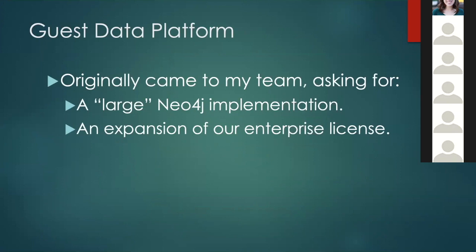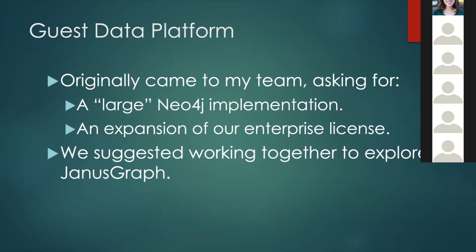All right, so what happened is they originally came by and they said, we've got what we believe to be a graph problem, and we're going to need a large Neo4j implementation, because it's going to be really big. So we want to go really, really big. And by the way, we need an enterprise license for Neo4j and enterprise license usage. And we said, well, that's a lot of dollar signs. So maybe let's take a look at some other alternatives and see what we can find. And that kicked off our entire process for looking at JanusGraph and starting to dig into it and explore and see all kinds of awesome, fun things that JanusGraph could do for us and for GDP.